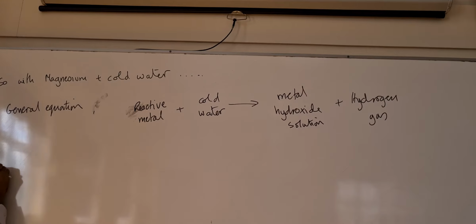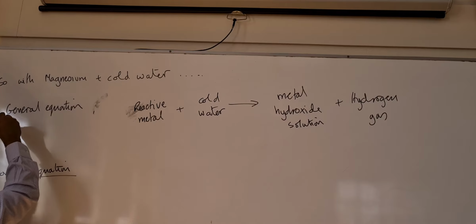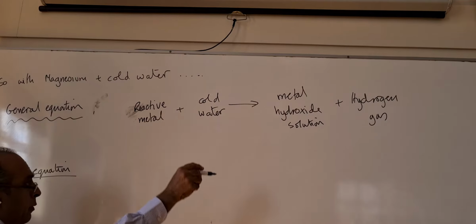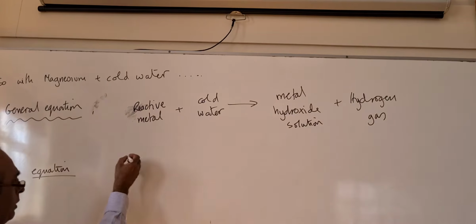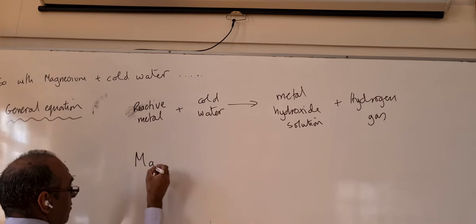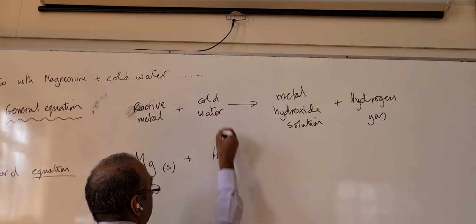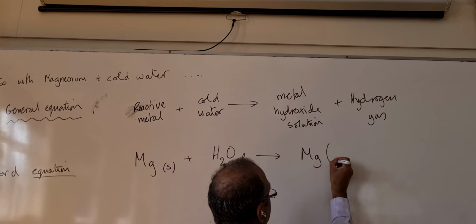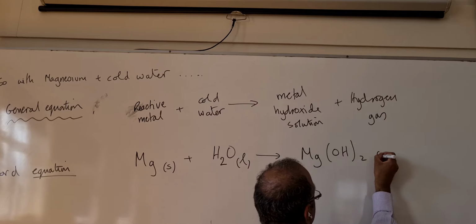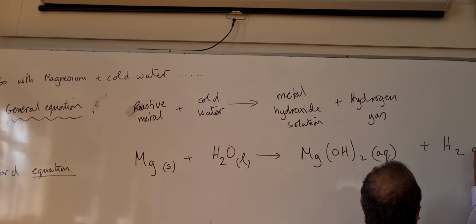So, with magnesium, we can write a word equation that is specific to magnesium, not a general equation like that one is, but I'm going to use the general equation to do it. So magnesium is the reactive metal, magnesium is a solid, cold water is H2O, it's a liquid, L, and it will make metal hydroxide, which is magnesium, OH twice in the formula, AQ for dissolving in water, and hydrogen gas.